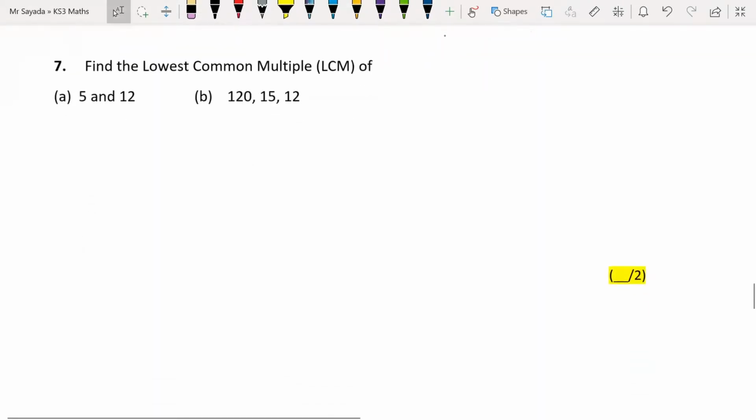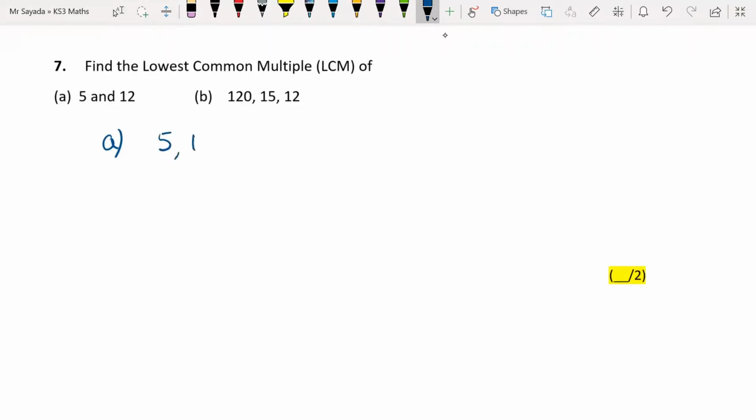Pause the video while you do this question and press play once you're ready. So you should have now done this question. So we're finding the lowest common multiple, and I'm going to use the list method. So I'm going to write out the first few multiples of 5 and then the first few multiples of 12. So let's do the multiples together. So let's start from the beginning. Here we go. 1, 2, 3, and 5.